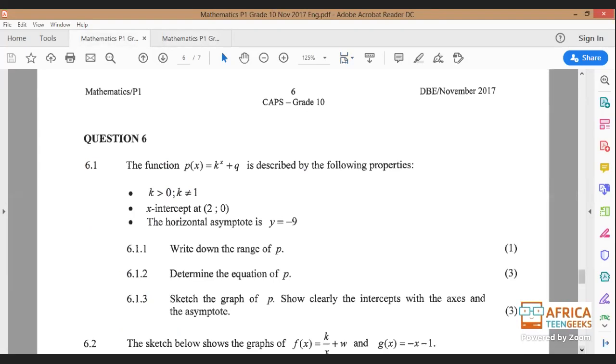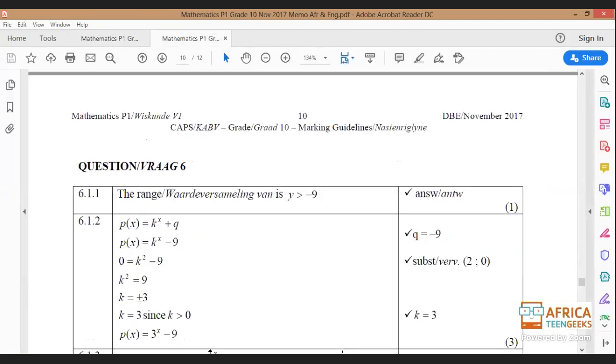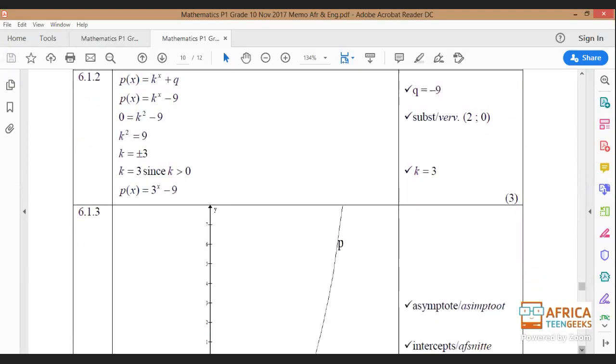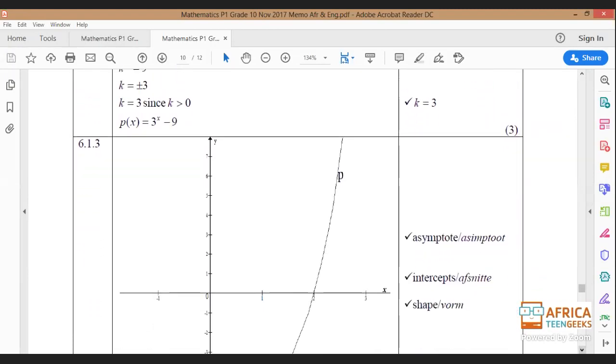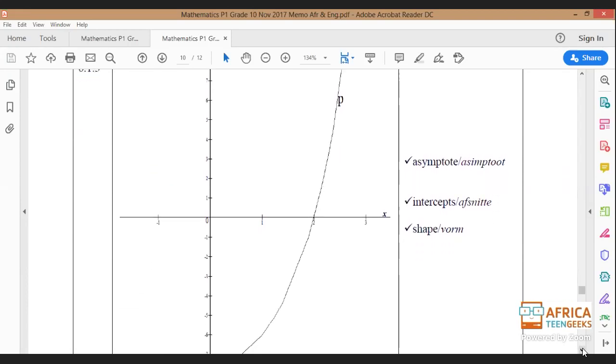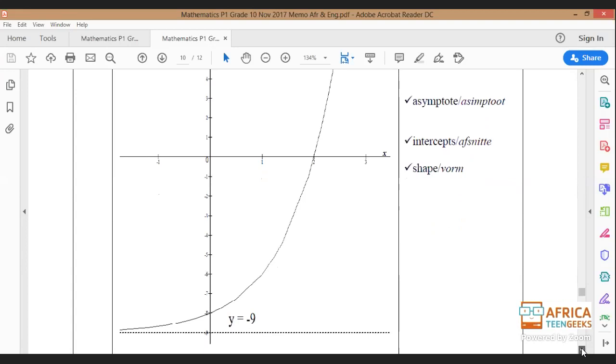Then 6.1.3 says, sketch the graph of P, showing clearly the intercepts with the x-axis and the asymptote. So we must sketch this P of x graph. If you look at this graph of P of x, when we sketch it, we have to sketch it like this, because this is your exponential graph.